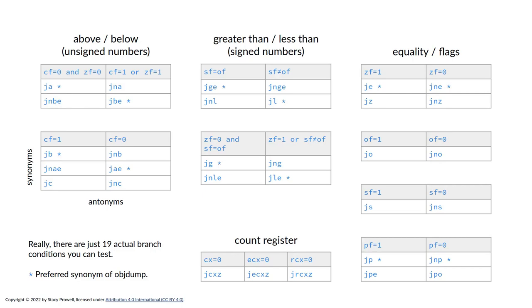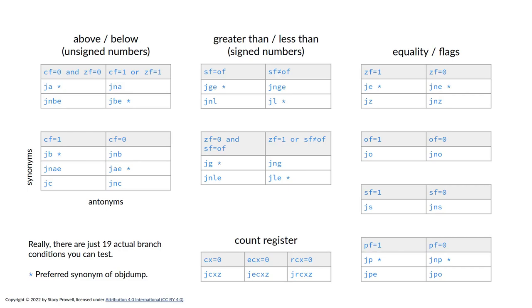Now, since these are synonyms, there's really just one thing here, jump if above. And there's really just one thing here, right? Jump if not above. So really there are just 1, 2, 3, 4, 5, 6, 7, 8, 9, 10, 11, 12, 13, 14, 15, 16, 17, 18, 19 actual branch conditions you can test. And the ones with the asterisks by them are the preferred synonyms for objdump.